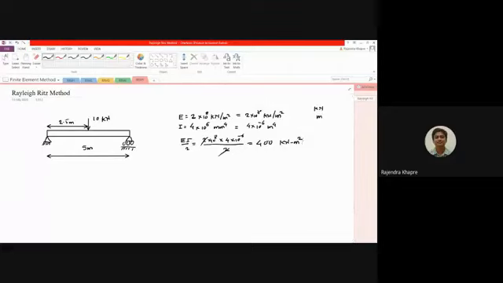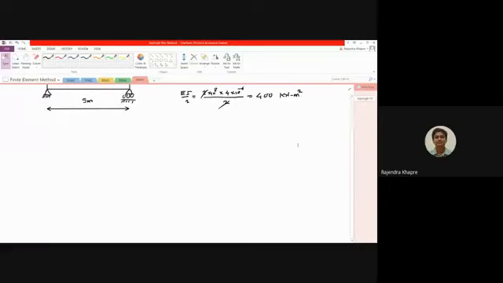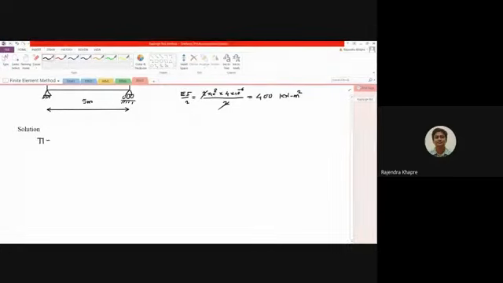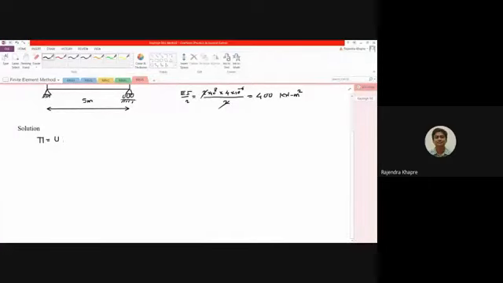Now we have to start the solution of this problem, and if you remember, for the solution we have to calculate the potential energy. The total potential energy is usually denoted by the symbol pi, and it is the summation of strain energy, that is U, plus the work done, that is W. For calculation of the strain energy, first we have to assume the function or polynomial for the displacement.